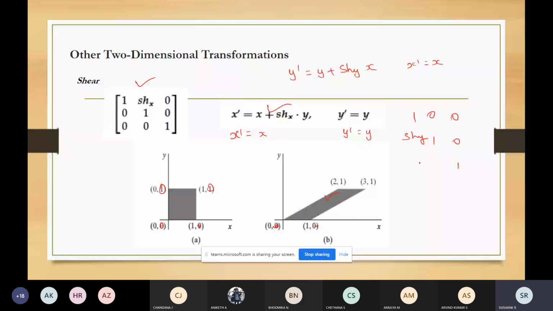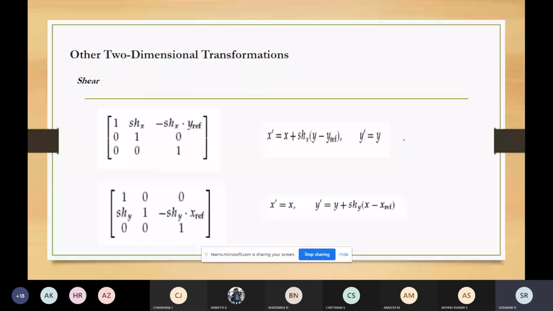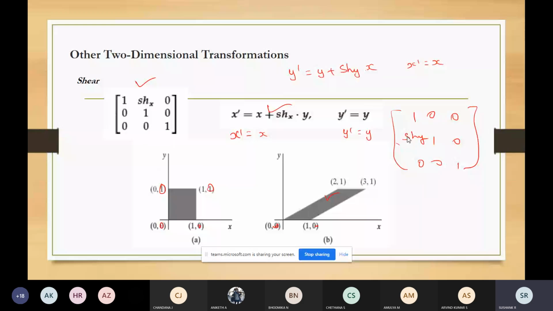So what does this operation mean? This shearing transformation will shift the coordinate x value. Here the x direction is being taken into consideration, meaning it is moving along the x axis. So the equation is given, the transformation is given, so you can apply the formula also.